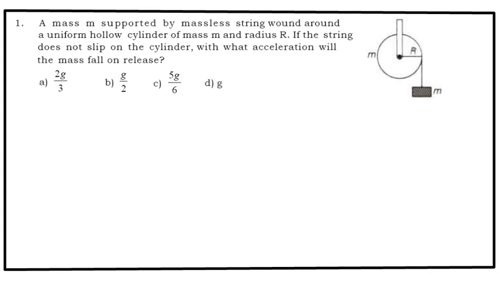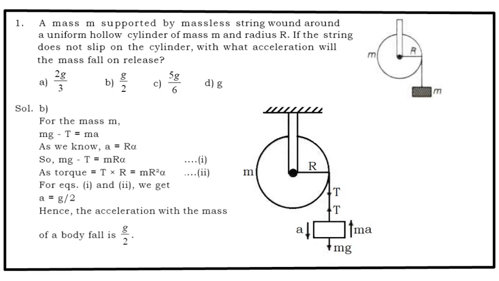A mass M supported by a massless string wound around a uniform hollow cylinder of mass m and radius R. If the string does not slip on the cylinder, with what acceleration will the mass fall on release? The options are given to you. Observe this diagram very carefully.